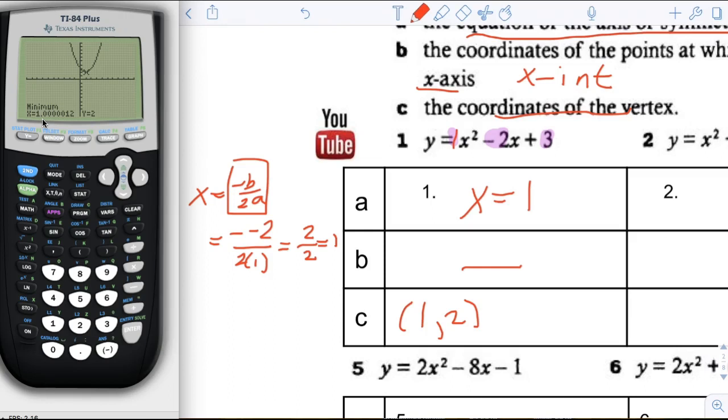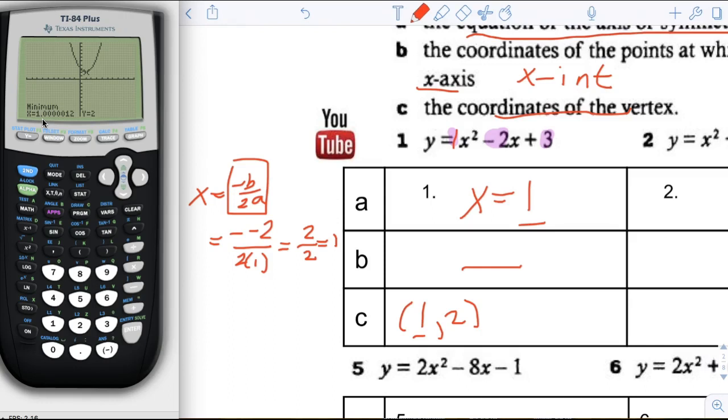So we have two ways of finding it, right? One is we use second calc min to find the vertex in this case, and then we just take the x coordinate, and that is also the axis of symmetry value, right? Or we could use x equals negative b over 2a.